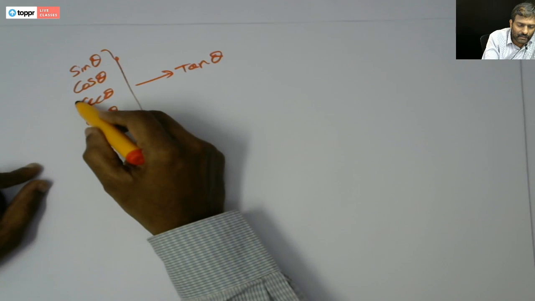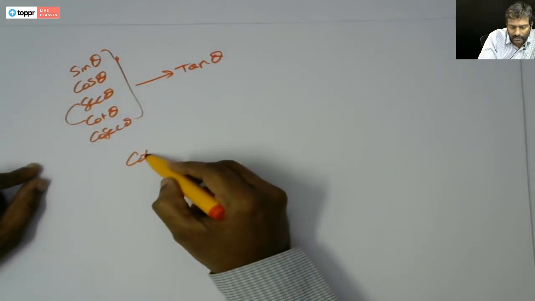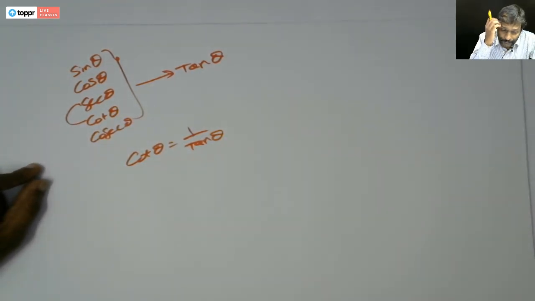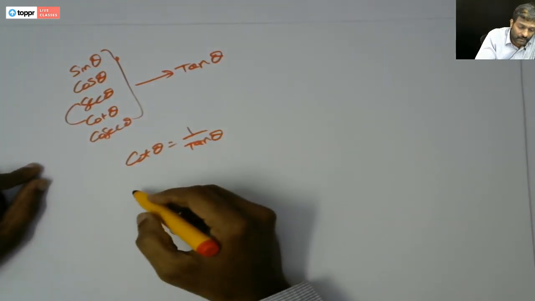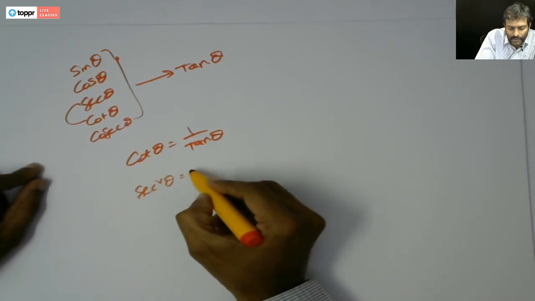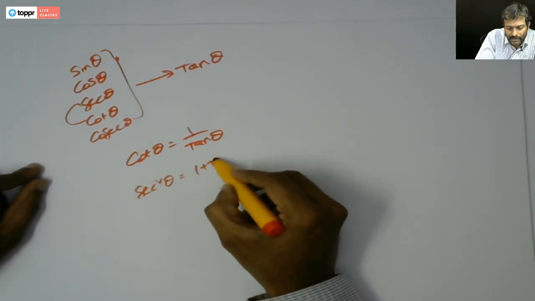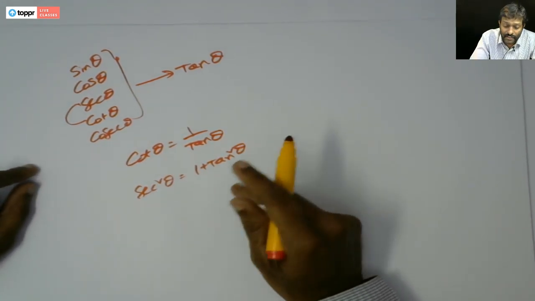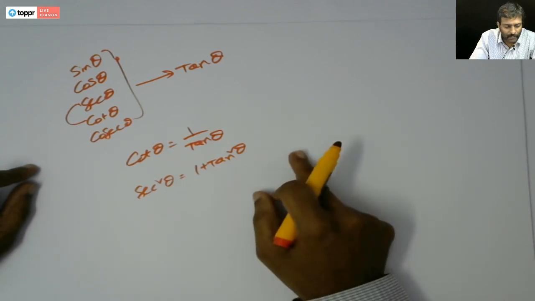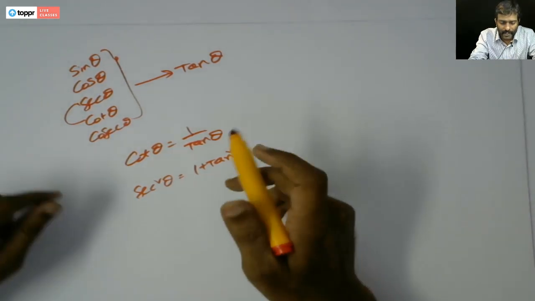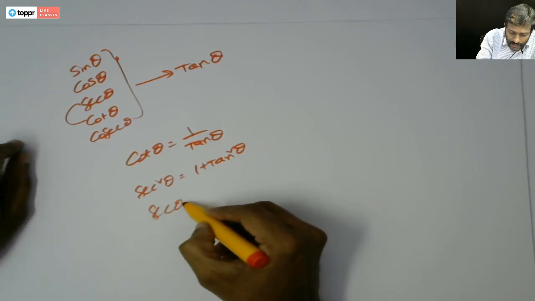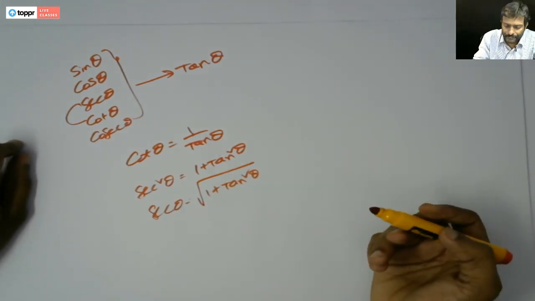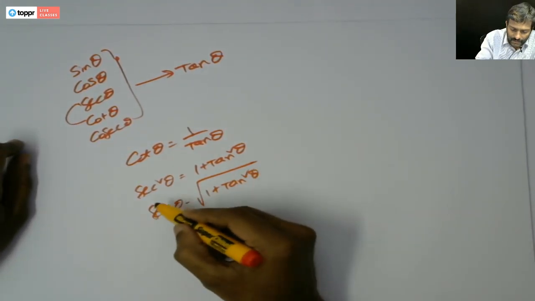So these two are straightforward. Maybe cot theta can be simply written as 1 by tan theta, since you all know cot is the reciprocal of tan. Also we have secant square theta is equal to 1 plus tan square theta, or since secant square minus tan square theta is equal to 1, secant square theta is equal to 1 plus tan square theta, right? So I want secant theta, which will be equal to root of 1 plus tan square theta, right? This is sec theta's value.